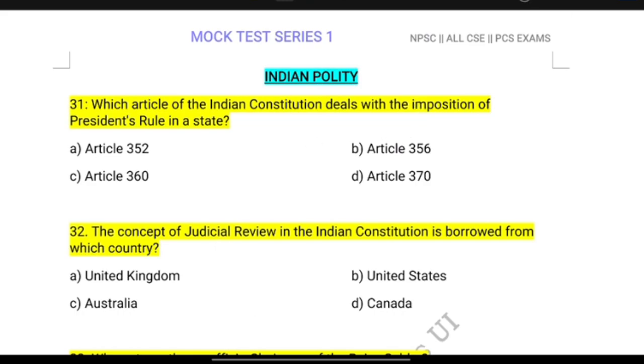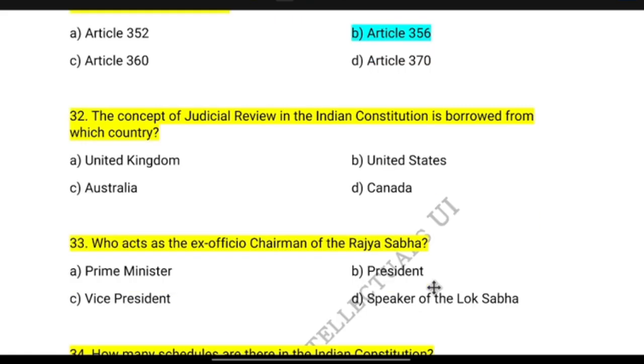Answer. Option B. Article 356. Explanation. Article 356 empowers the president to impose president's rule in a state in case of failure of constitutional machinery. 32. The concept of judicial review in the Indian Constitution is borrowed from which country? Answer. Option B. United States.